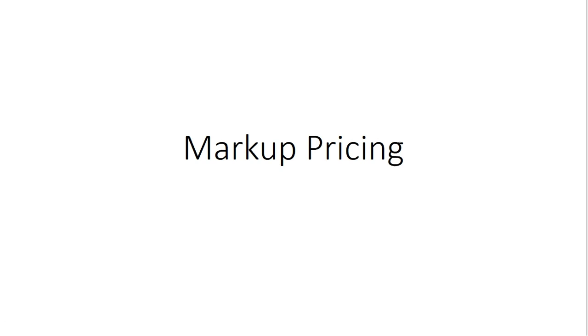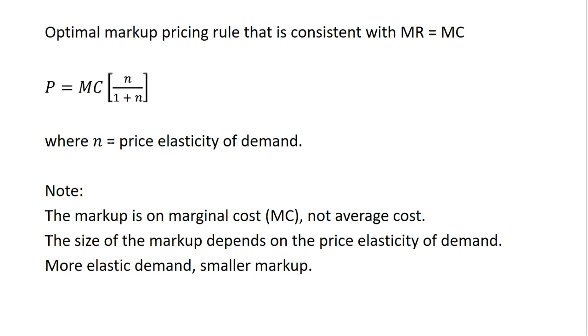Hello, in this video we're going to look at optimal markup pricing. The optimal markup pricing rule that is consistent with marginal revenue equals marginal cost is given by this equation. P is the price, the profit maximizing price. MC is marginal cost, and these N's here represent the price elasticity of demand. So this is the optimal markup pricing rule.